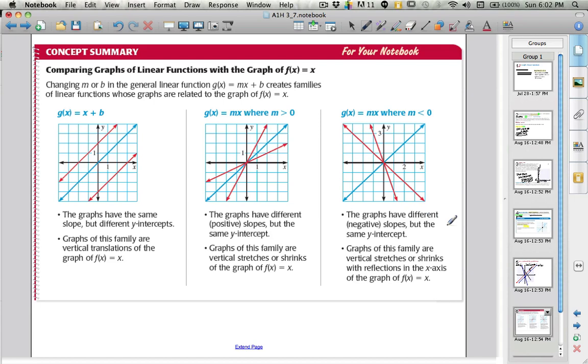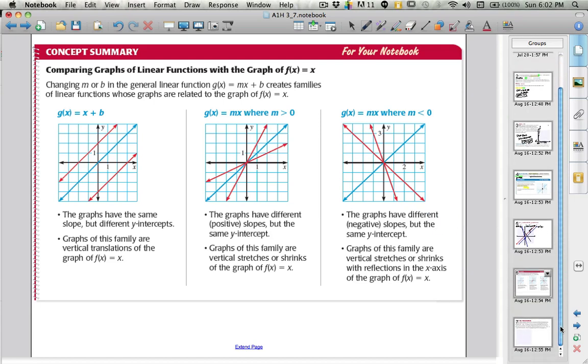It's just to sum everything up. When we're looking at the graphs of linear functions, we've got parallel lines. Again, we have the parent function here, and we can have graphs that have the same slope as the parent function, or parallel to the parent function. We have graphs that have the same y-intercept as the parent function, but different slopes, different positive slopes. And here, different negative slopes.